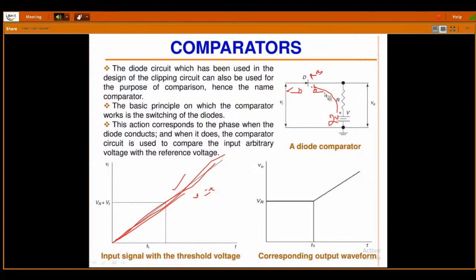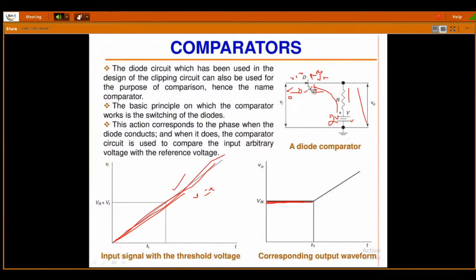Up to what time is it going to be in reverse bias? If the input voltage is greater than the reference voltage, then the diode will be in forward bias. Until then, the diode will be in reverse bias only. Initially, for 0 volts input, the reference voltage is 2 volts, so the diode is in reverse bias and open circuited. In the open circuit, what is the output voltage? The output voltage is the voltage across this branch, which is nothing but the reference voltage, 2 volts. It is going to be 2 volts only up to the time t1, a fixed value.